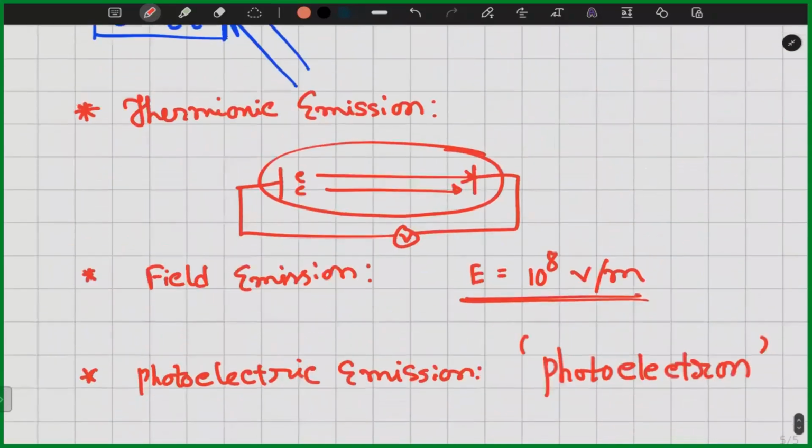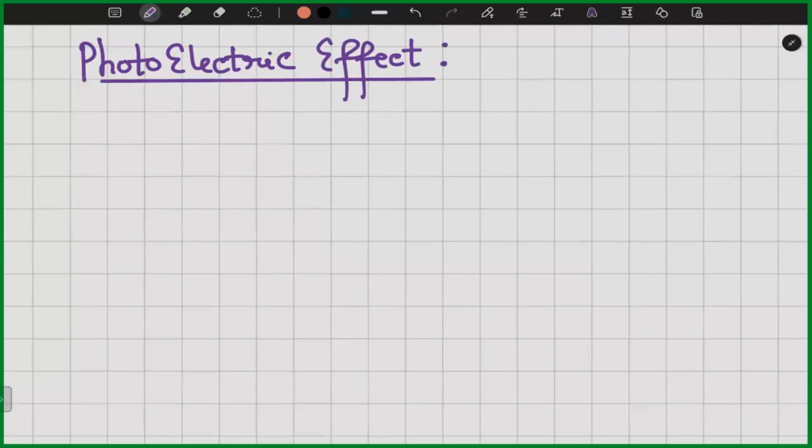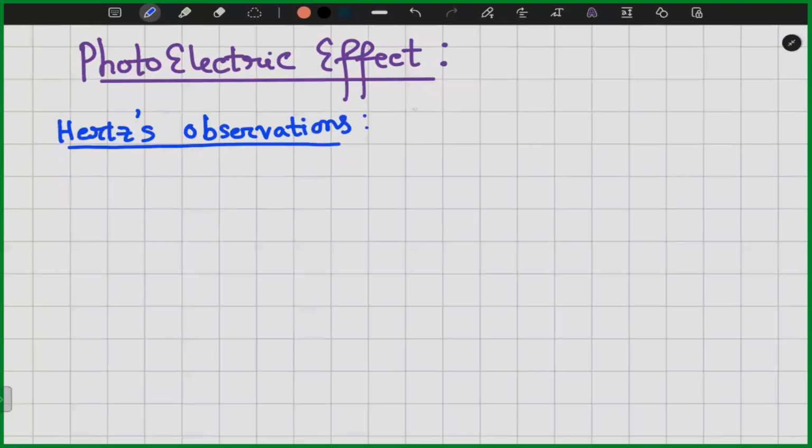Now we'll discuss the photoelectric effect in detail. Let me start today. We'll not discuss details today, we'll just start it. Photoelectric effect. So first, Hertz's observation. It was in 1887.